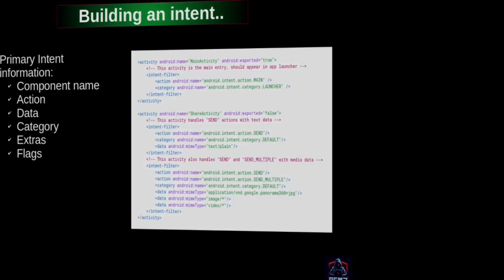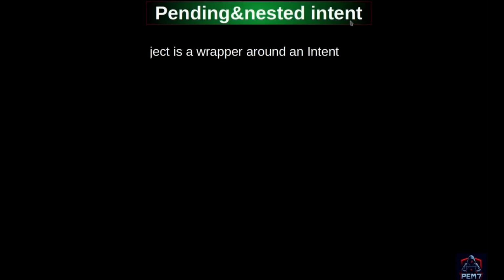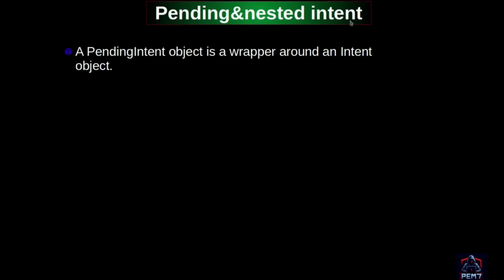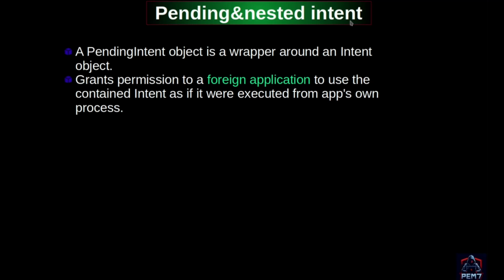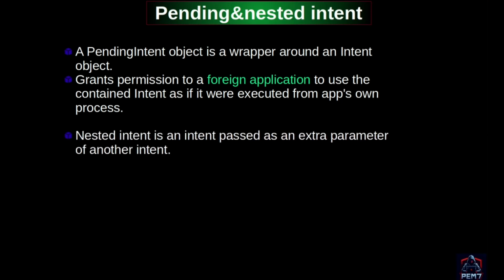We also need to understand what a pending and nested intent is. A pending intent refers to a wrapper around an intent object. Its purpose is to grant permission to a foreign application to use the contained intent as if it were executed from the app's own process. A nested intent, on the other hand, is an intent passed as an extra parameter to another intent. Enough of background knowledge.